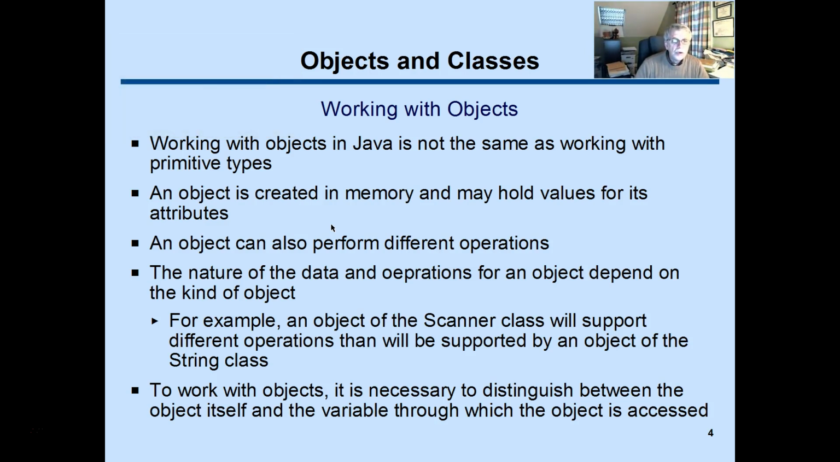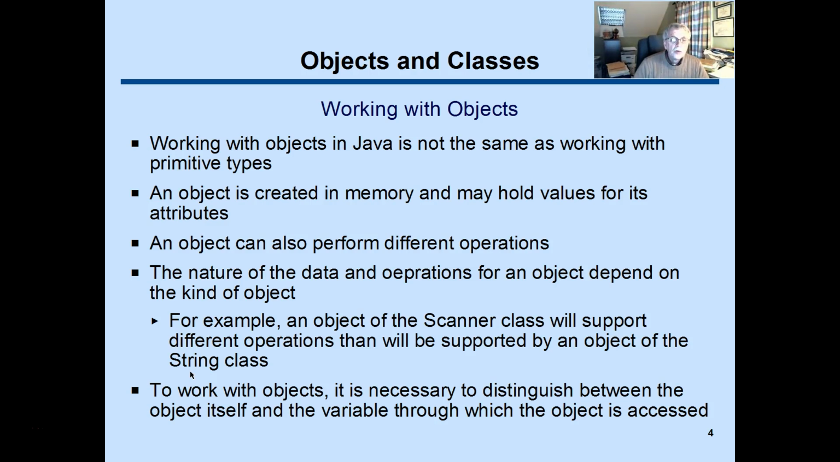So the nature of the data and the operations, incorrectly spelled here, for an object depend on the kind of object that we're dealing with. We've worked with the scanner class and created a scanner object that we've associated with something like the keyboard. And this allows us to retrieve a stream of input data entered by the user via the keyboard, and we can gain access to that. We've also created objects of the string class, where we have these character strings that store a sequence of characters, and we've been able to work with that collection of characters or manipulate individual characters within the string.